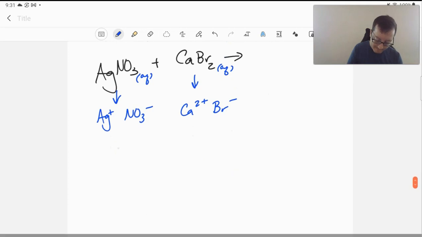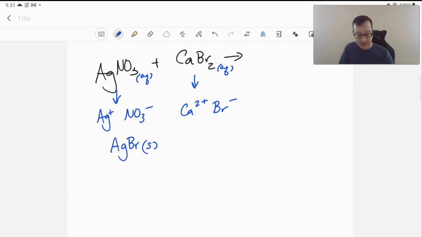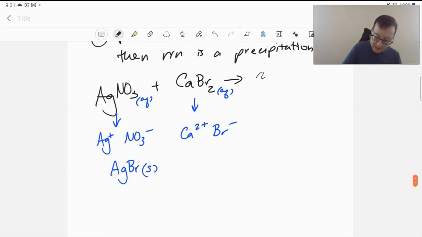So AgBr would be a solid. And let's just check the other pair. Will calcium and nitrate form something insoluble? No, nothing can ever form an insoluble compound with nitrate. Nitrate will always be soluble. So the products for this then will be calcium nitrate.